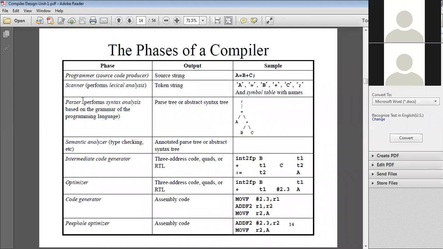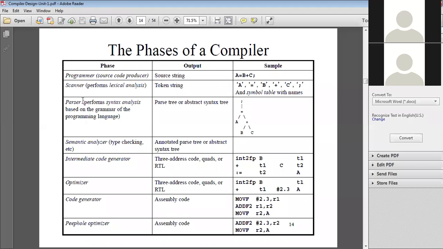So this is the table in which we can see the different phases of the compiler. The first phase is the programmer, the source code producer. What is the programmer? It is also called the source code producer. The output is the source string. You are just going to write the program in the form of strings. Okay, A is equal to B plus C. It is just an example, or you can say a sample.